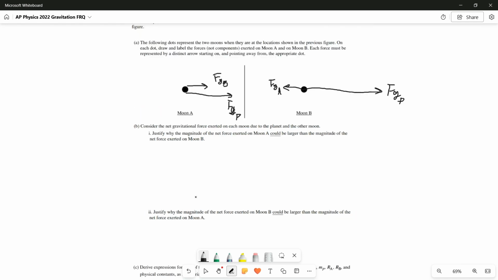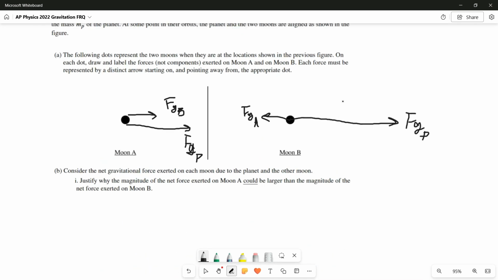Well, how would I know what scenario to imagine? Well, I have to first think about part A once again. We notice that these two vectors are constructive, while these two vectors are destructive.